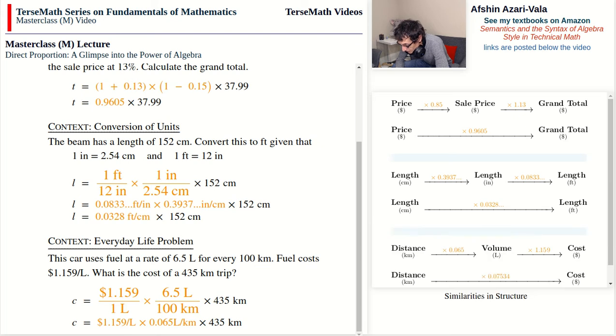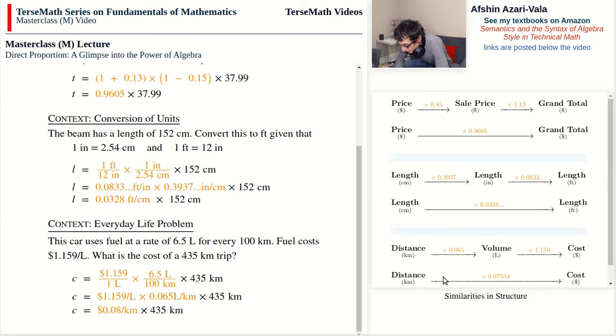Okay, so if we take a look at what happens when we do the multiplication here and end up with a number, again, what happens is similar to what happened with the money problem and the conversion of unit problem. Here we go from distance that we want to cover. When we multiply by 0.065 liters per kilometer, the kilometers cancel out and we get liters. So that's the volume of fuel that we need to cover 435 kilometers. And once we find the volume in liters, then we multiply by price per liter to find the total cost.